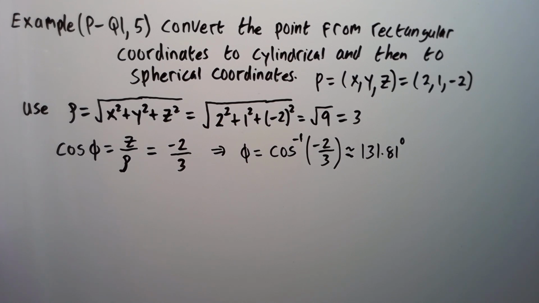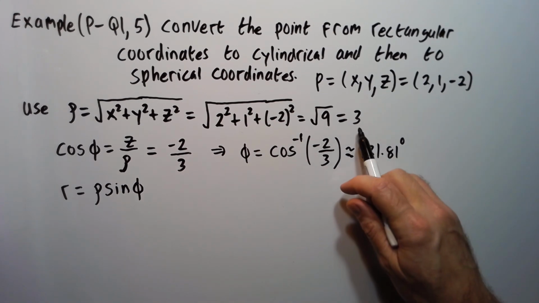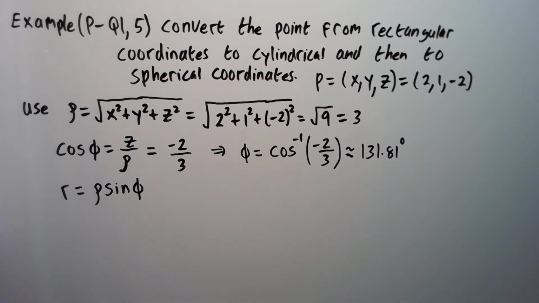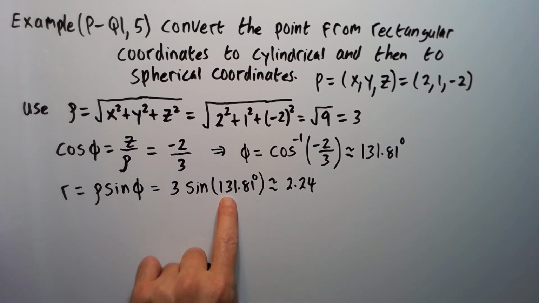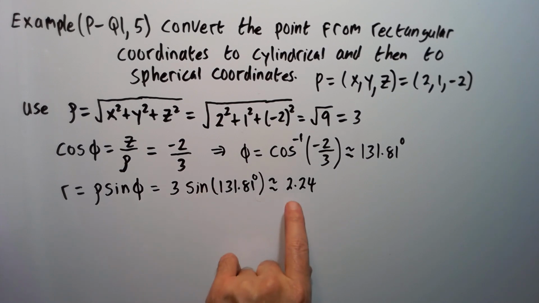Let's next find our r. So r is equal to rho sine phi. We know rho, it's 3. We know phi now, it's 131.81. So plugging in, we have 3 sine 131.81. Make sure you're in degrees when you do this. It should end up being roughly 2.24. Okay, let's keep going.